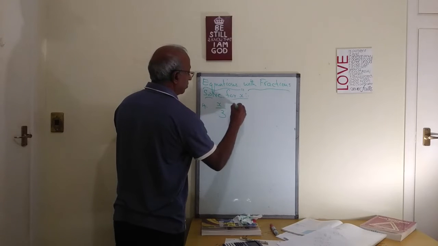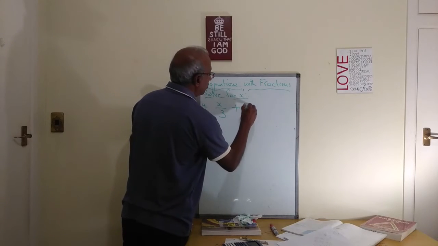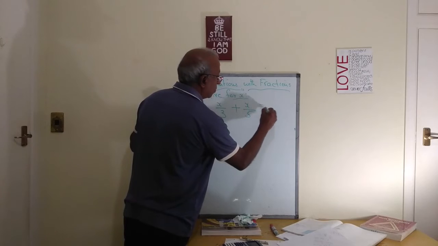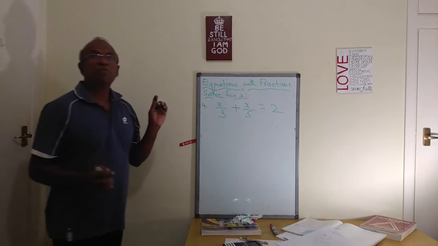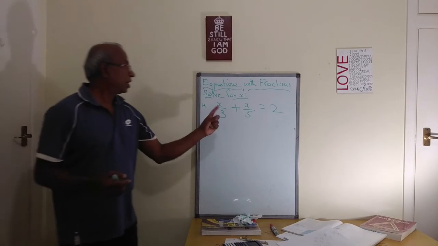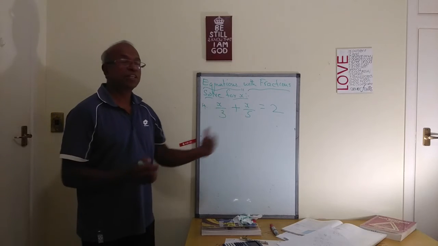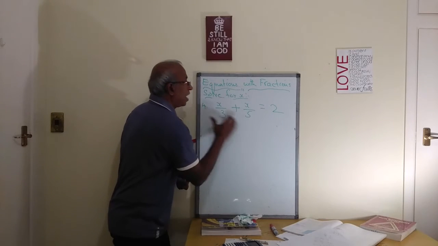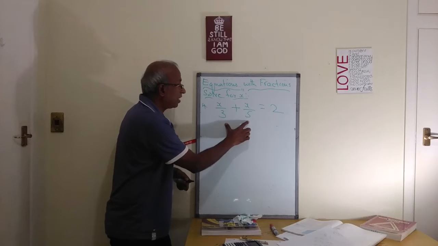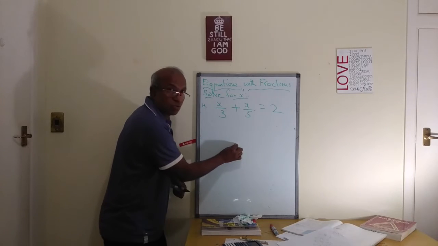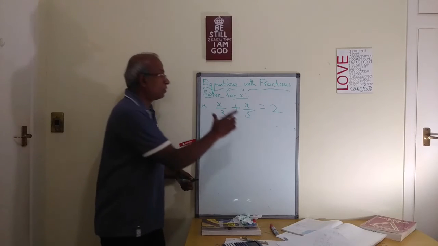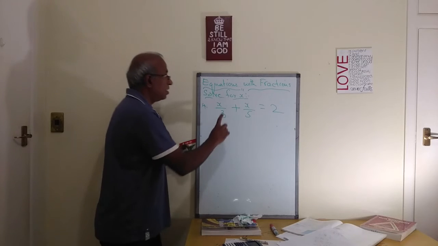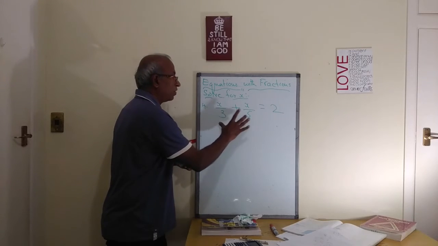4x over 3 plus x over 5 equal to 2. Guys, be careful when you do this kind of question. Can you see one fraction plus another fraction? So what we are going to do, we are going to simplify that left hand side. We are going to write those two fractions as one fraction first. Fraction 1 plus fraction 2, we are going to simplify it.